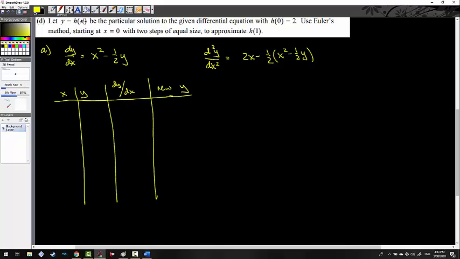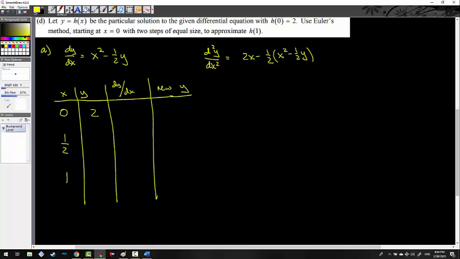It says let y equals h of x be the particular solution to the differential equation with h of 0 equaling 2. Use Euler's method starting with x equals 0 with 2 steps of equal size to approximate h of 1. So, h of 0, here's step 1, and here's step 2. So notice how they said 2 steps of equal size. That means that there's an implied 1/2. That's one of our steps. And I know this guy's 2.